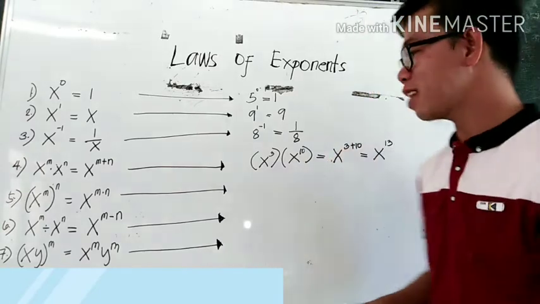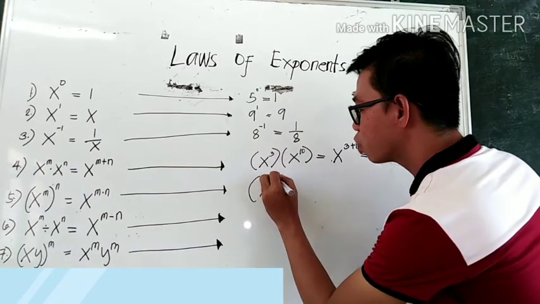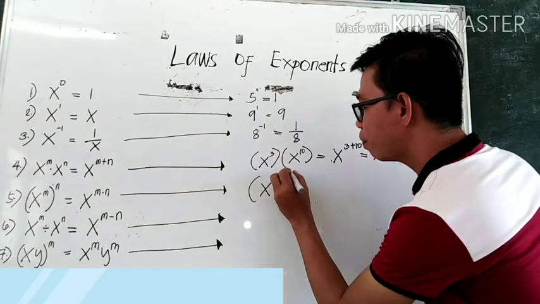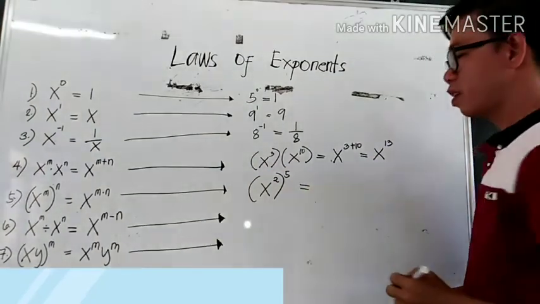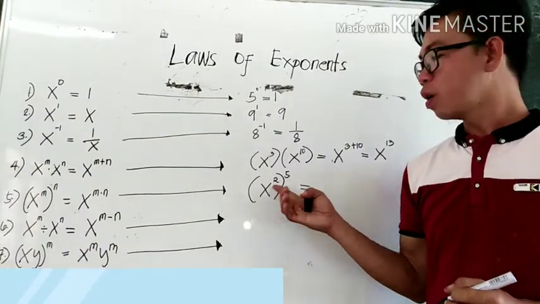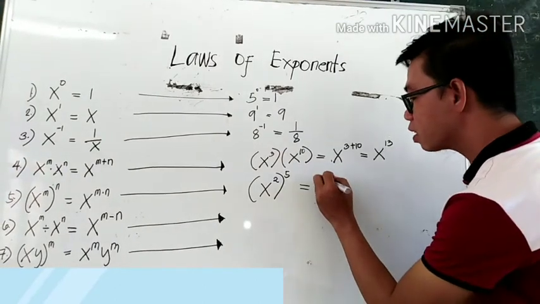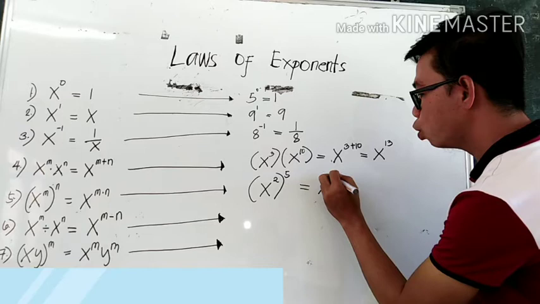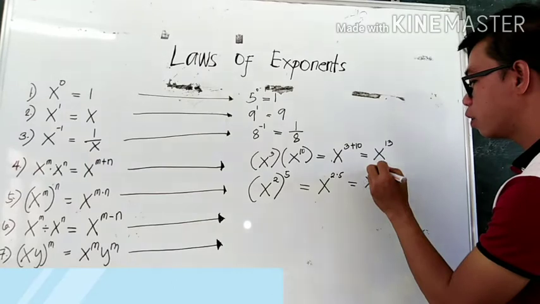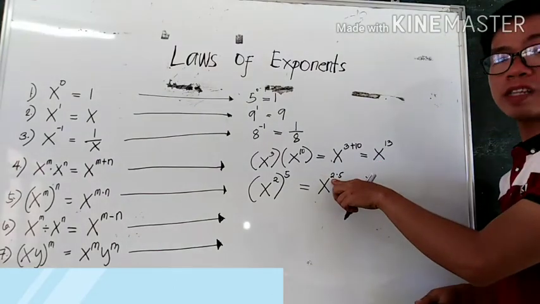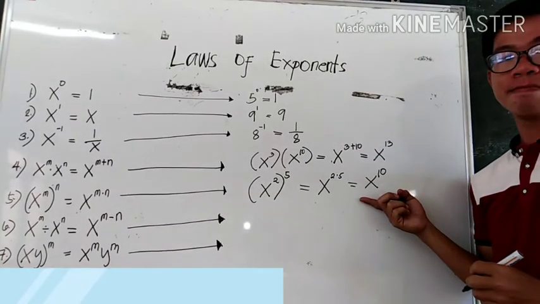Okay, so let's have an example. X squared raised to the power of 5 is equal to, we will have to multiply the exponents. So it will become x, 2 times 5 is equal to 10. We have x raised to the power of 10.